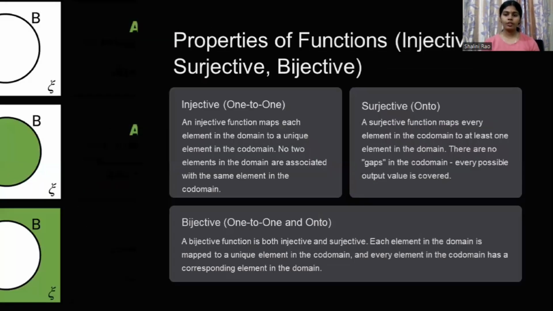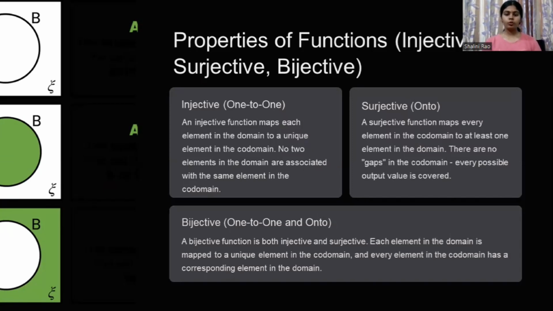Properties of functions: injective, surjective, bijective. Injective, one-to-one: an injective function maps each element in the domain to a unique element in the codomain. No two elements in the domain are associated with the same element in the codomain. Surjective, onto: a surjective function maps every element in the codomain to at least one element in the domain. There are no gaps in the codomain. Every possible output value is covered.